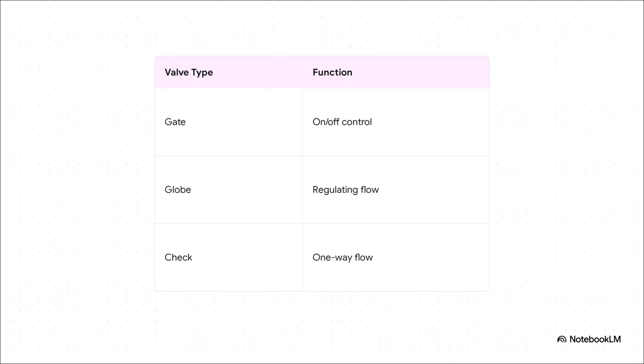Think of them kind of like the valves in your heart. You have gate valves, which are strictly your on or off switches. You absolutely don't want to use these to throttle flow, or you'll wear them out. Then you've got globe valves, which are built specifically to regulate and really fine-tune that flow. And finally, check valves. These are essentially your security bouncers. They make sure fluid only flows safely in one direction so you don't get any dangerous backflow.